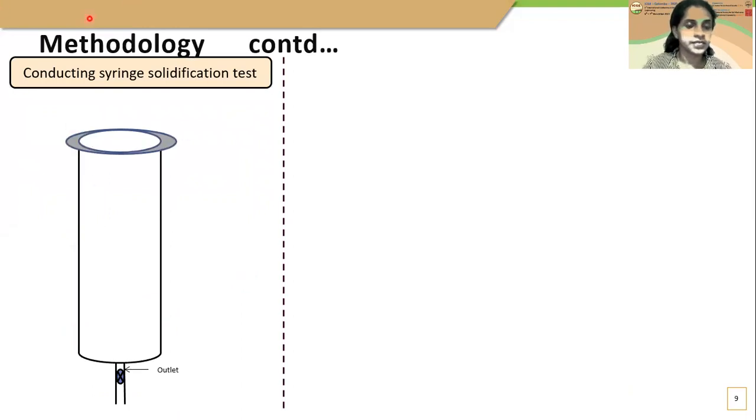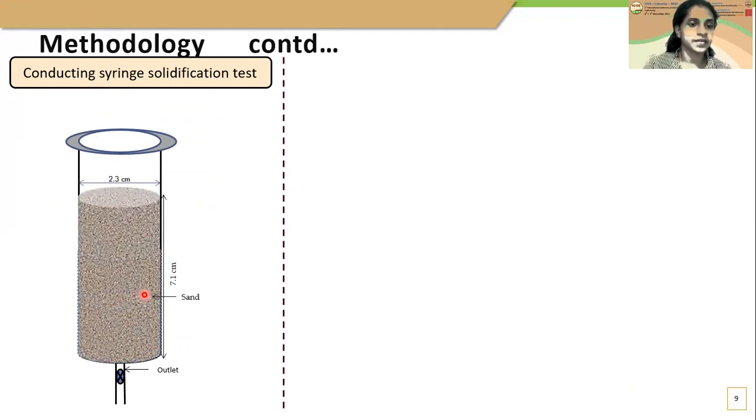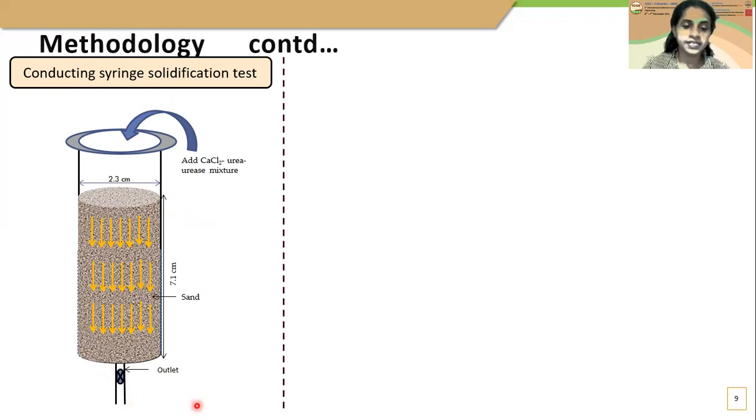Then for the syringe solidification test, we use this kind of small syringe and we place sand in 3 equal layers. After that, we added the calcium chloride urease mixture. Then we allowed this solution to penetrate through the sand specimen, and while allowing the penetration, we closed the outlet valve. Then the new solution with the same concentration of calcium chloride urease was added daily into this specimen. Then we allowed the previously injected solution to drain out while adding a new solution to the specimen.